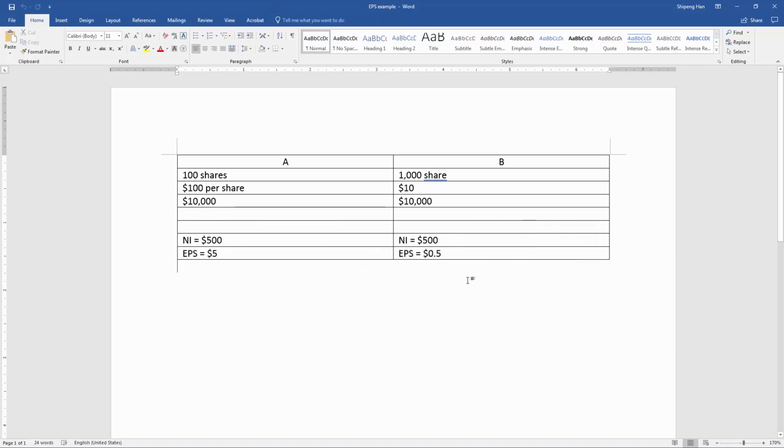So earnings per share is good if you investigate a single company for different years, like time series analysis. Okay, you compare current earnings per share to the prior year, so you know whether the company's performance improves or not. But it is less useful when you compare different firms, because their share prices are different.